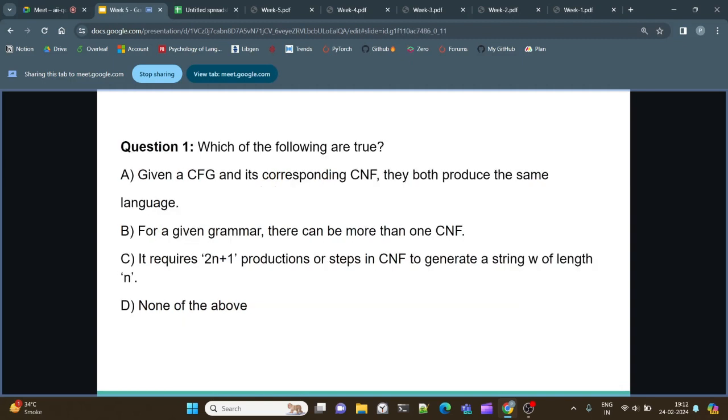Now, why is the first option correct? Given a CFG, context-free grammar, and its corresponding CNF, that is Chomsky normal form, they produce the same language, because Chomsky normal form is just the normalized form of the context-free grammar. They basically contain the same grammar rules, and that is why they'll produce the same language. For the second option, for a given grammar, there can be more than one Chomsky normal form.